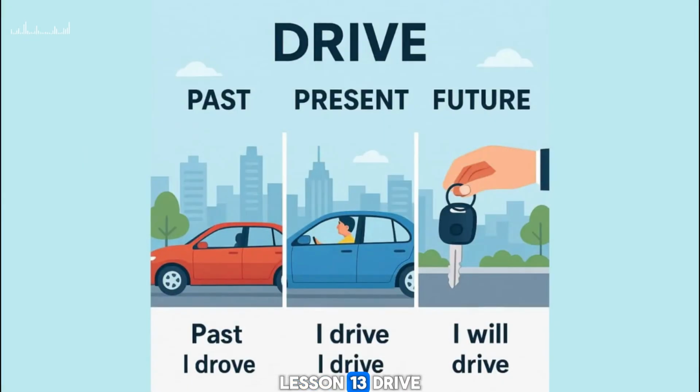Lesson 13. Drive. Picture number 13. The verb is drive. Past, the car is parked. We say, I drove. D-R-O-V-E. Drove is past tense. Special verb. Present, driving the car now. We say, I drive. Future, holding keys, ready to drive. We say, I will drive. Careful, drove, drive, will drive.